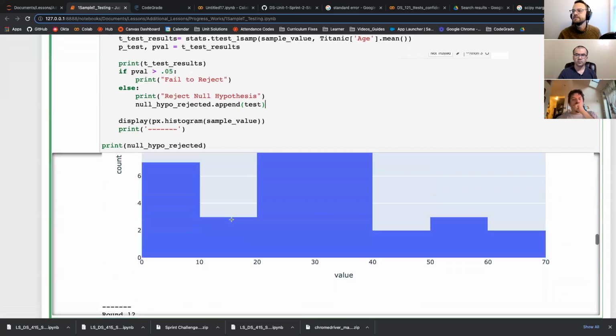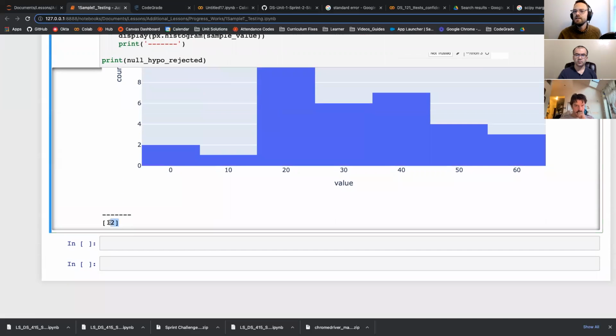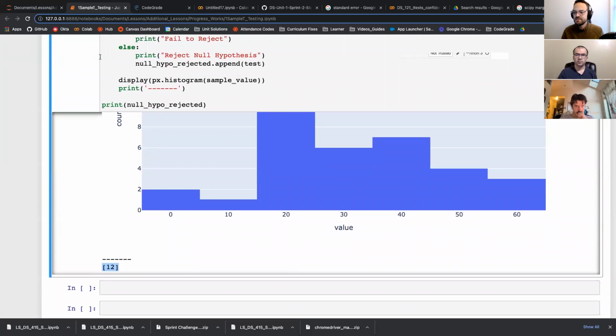you scroll down to the end of this. I'm going to scroll down to the end of this value. This will return a list telling me how many times I rejected the null hypothesis. Remember, if I reject the null hypothesis, what I'm saying is this sample does not belong to this population. Remember how we started? Obviously, the sample belongs to the population.